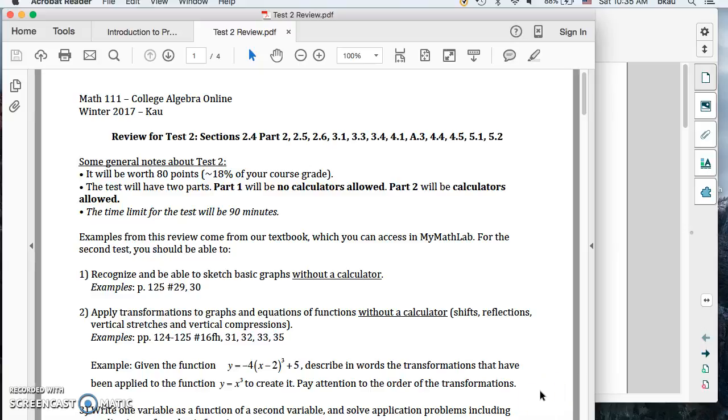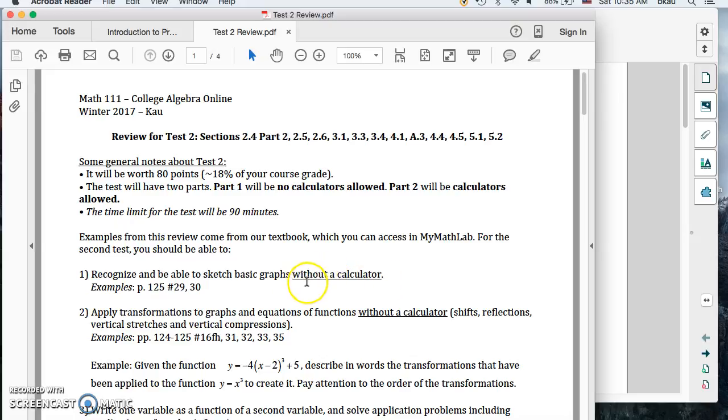Right. In this first video, we're going to cover the first part of the review for Chapter 2. There are two parts to the test. One is a non-calculator part, that'll be the first part, and the second part is where calculators will be allowed. You can see on the review that a few of these say without a calculator. It says that'll be on the first part of the test.